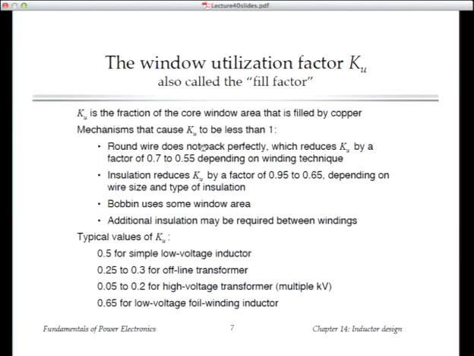So really you have to multiply each of these factors together to see what the total fill factor is going to be. But I'll tell you just some rules of thumb. If you're building a low voltage inductor like a buck converter in the lab that's doing 10 or 20 volts, then you can get a fill factor of around 0.5.